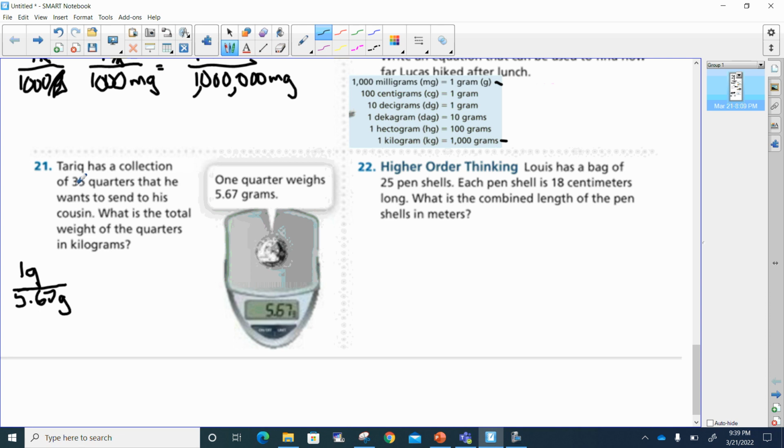Let's see, 30. Now they're saying we have 35 quarters, right? He has a collection of 35 quarters that he wants to send to his cousin. What is the total weight of the quarters?